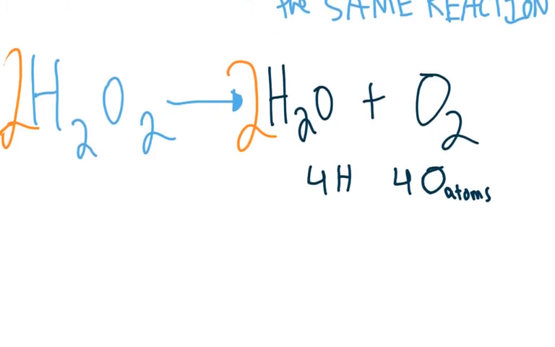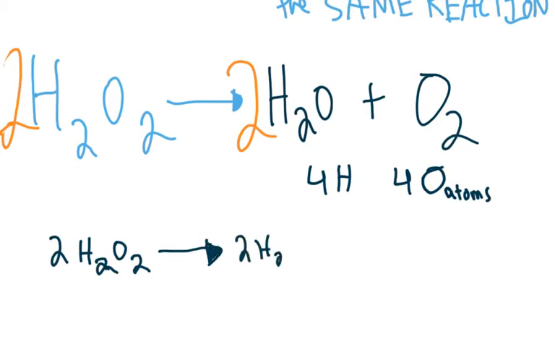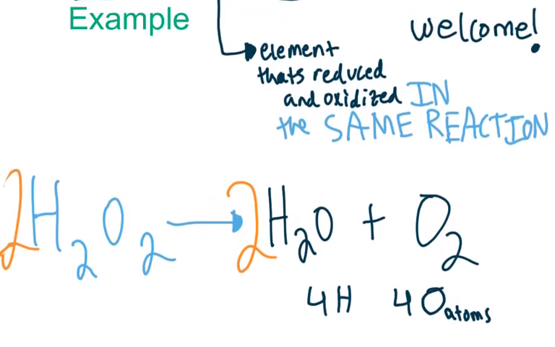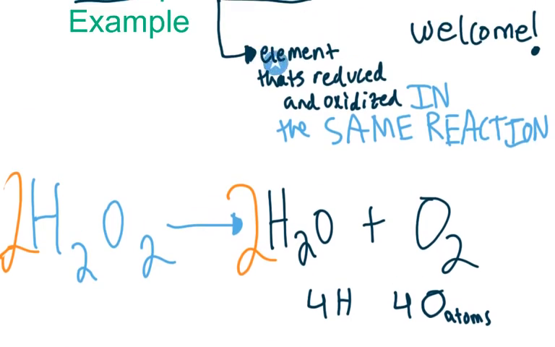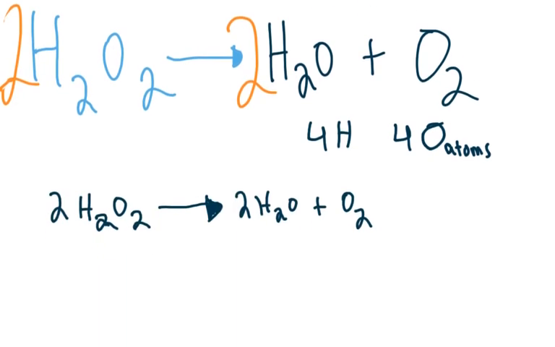Let's write this down right here, to give us more room. We have our 2 hydrogen peroxide molecules, then we're going to have it dissociate into our 2 water molecules and our oxygen, a diatomic oxygen. Remember, a disproportionation reaction is when an element is reduced and oxidized in the same reaction. So this is just one reaction, so let's see which element that is.